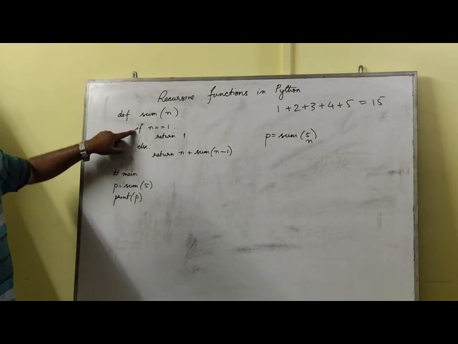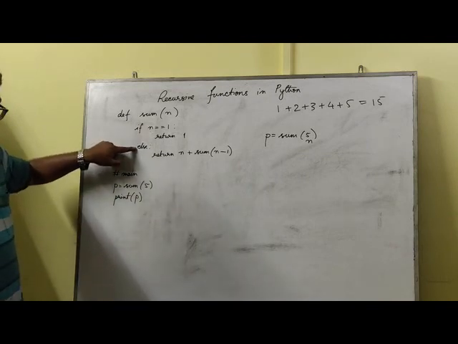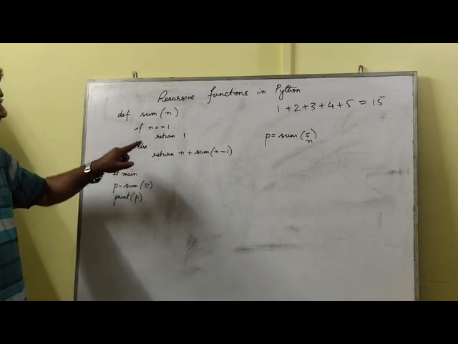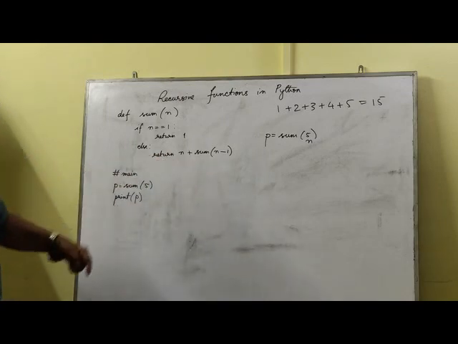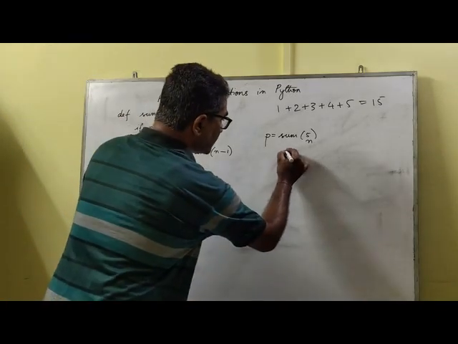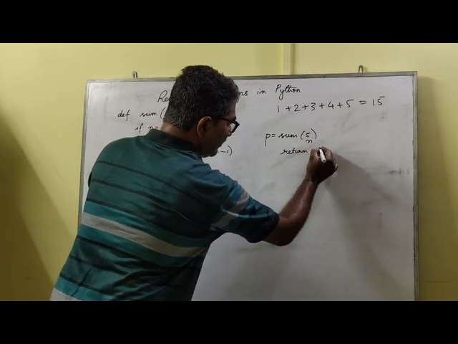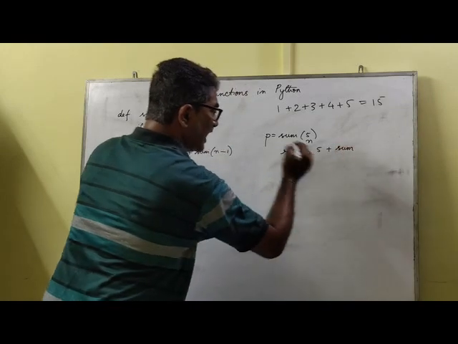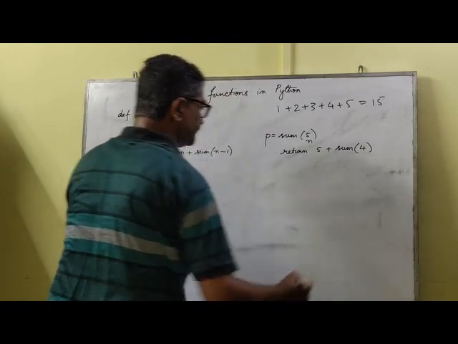Now it's written out here, if n equal to 1, obviously n is not 1, so it directly jumps to the else part, and in the else part, what is written out here? Return n plus sum n minus 1. So it's going to return n, in our case n is 5, plus sum n minus 1, that is 5 minus 1, that happens to be 4.